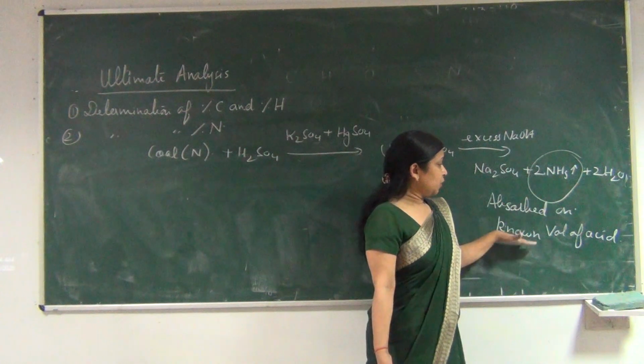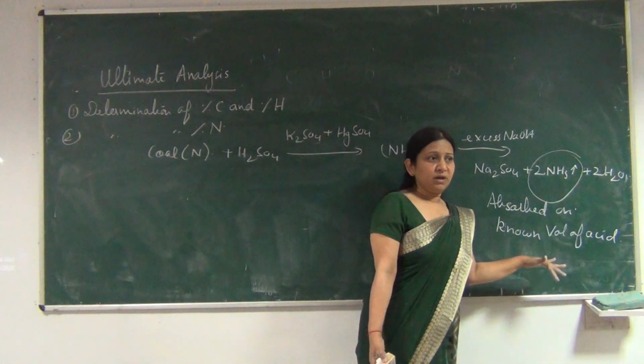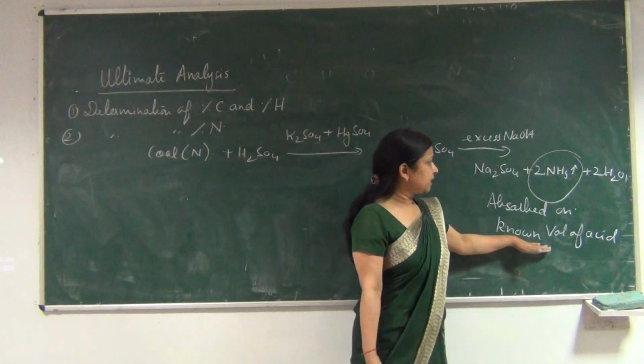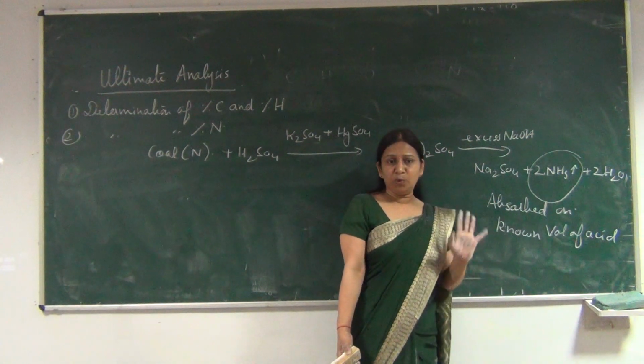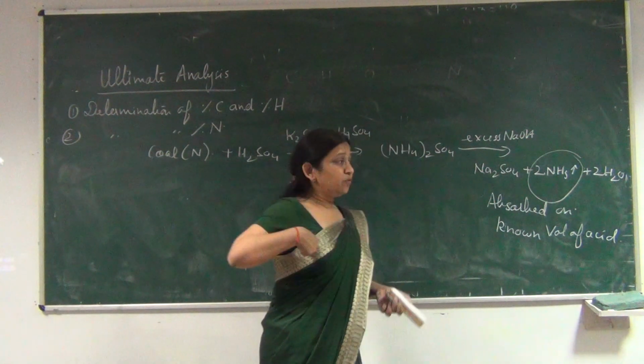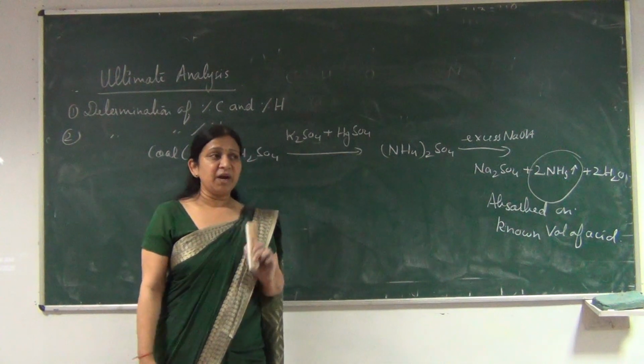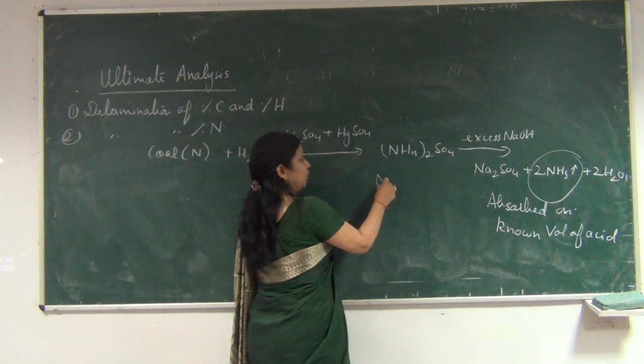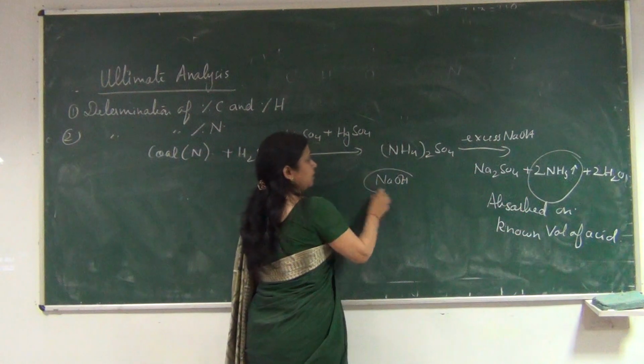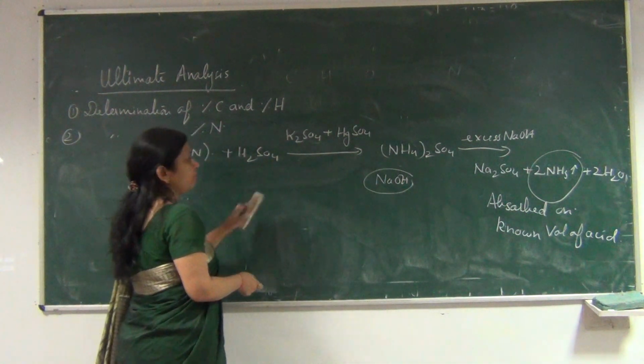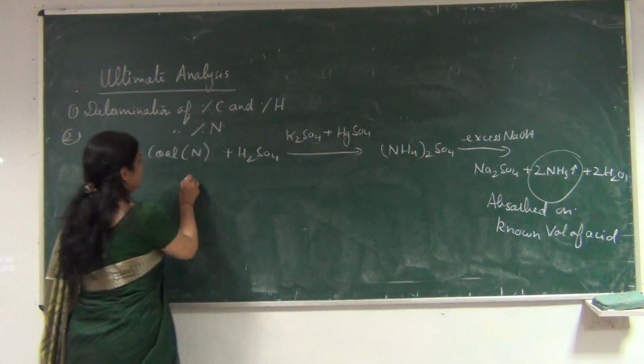इस गैस को हम एक known volume of acid पे absorb कराते हैं. Now part of this acid is used up in the absorption of ammonia. Now the amount of acid which is unused can be determined by titrating it against NaOH. So this is the whole process, and from this we calculate the percentage of nitrogen.